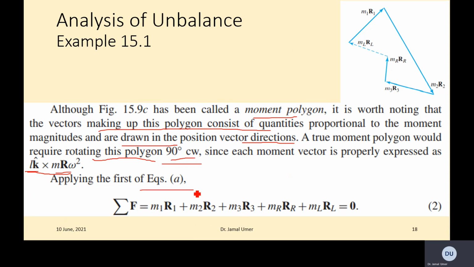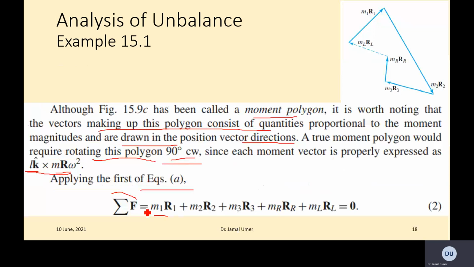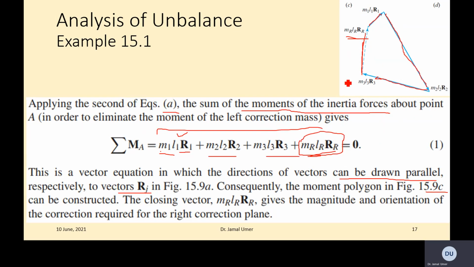All right, now the first equation A, which is the summation of forces, we apply. So initially we applied the moment diagram, now we are applying the force diagram, the forces. So now we don't need to multiply with lengths. So we got M1 R1, M2 R2 and all those, which is a similar phenomenon over here. So this is M1 R1, just the direction. And this is M2 R2, and then this is M3 R3. This is already determined, MR R4. MR R4 is already determined, this one. So you have to use this one basically.